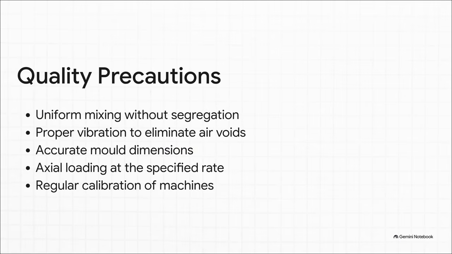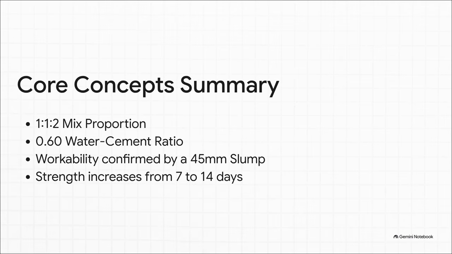To mitigate these field errors in your own lab practicals, you must rigidly adhere to these key quality control precautions. You need to ensure uniform mixing without material segregation. You have to execute proper vibration to eliminate those dangerous air voids. Always utilize accurate mold dimensions, ensure axial loading at the specified rate, and please, always verify the regular calibration of your testing machines. Okay, let's review what you really need to take away from this explainer.